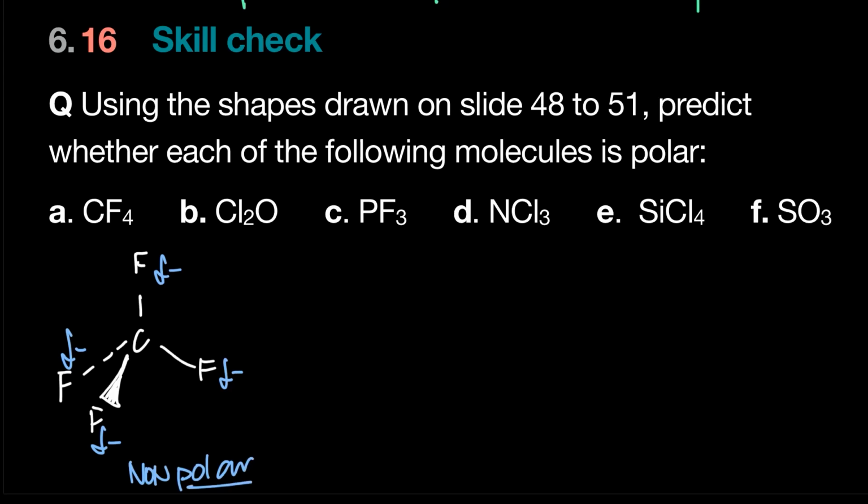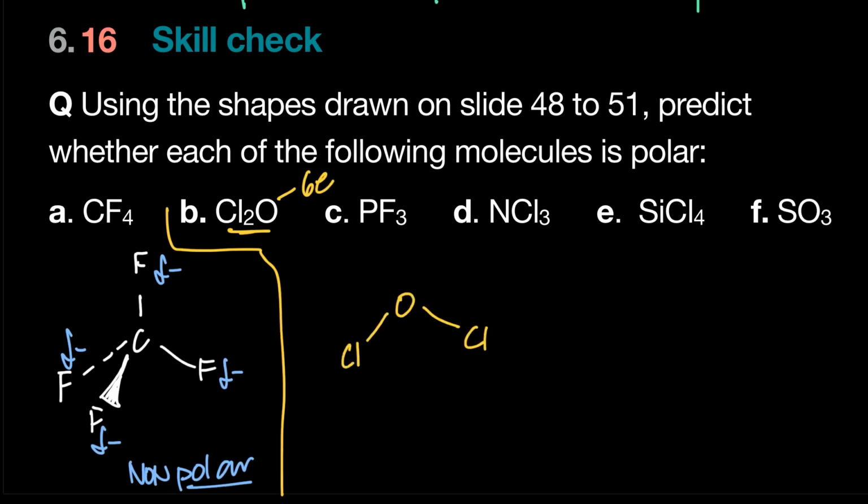Then Cl2O. In Cl2O, O has 6 electrons in the outermost shell, so O will make 2 bonds. When O makes 2 bonds, remember that O will also have 2 lone pairs. Now this is what shape? Bent. And between O and Cl, which is more negative? O. So O will be negative, and Cl will be positive.